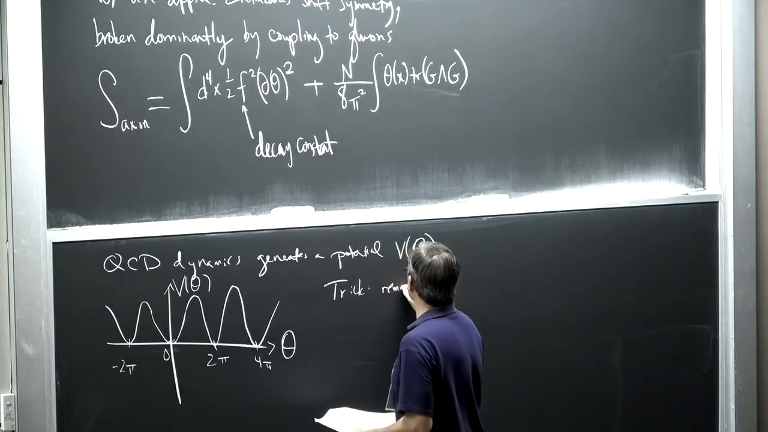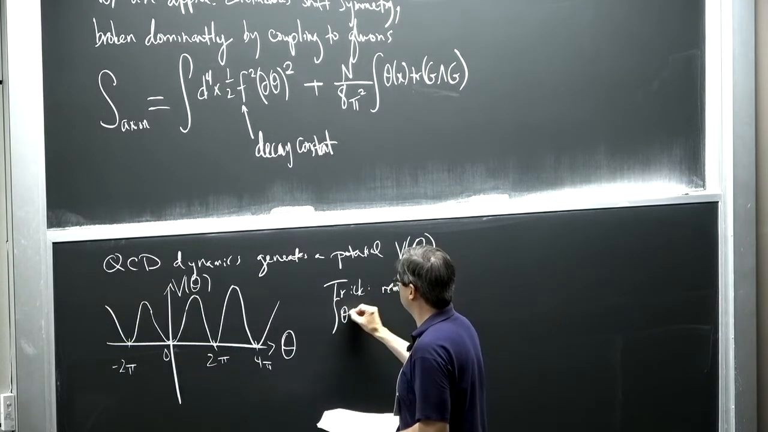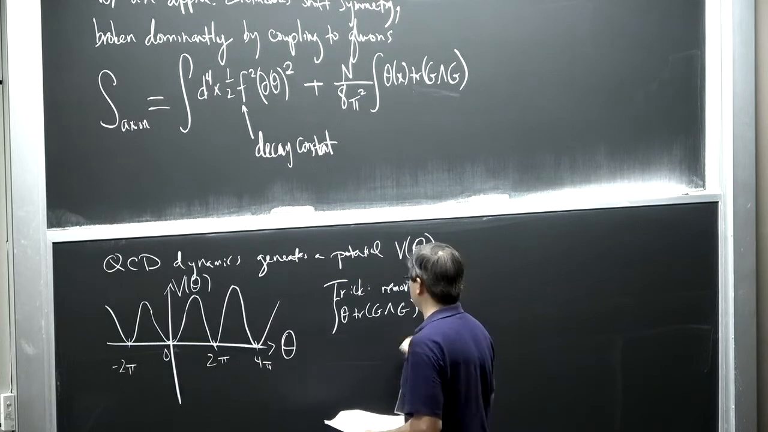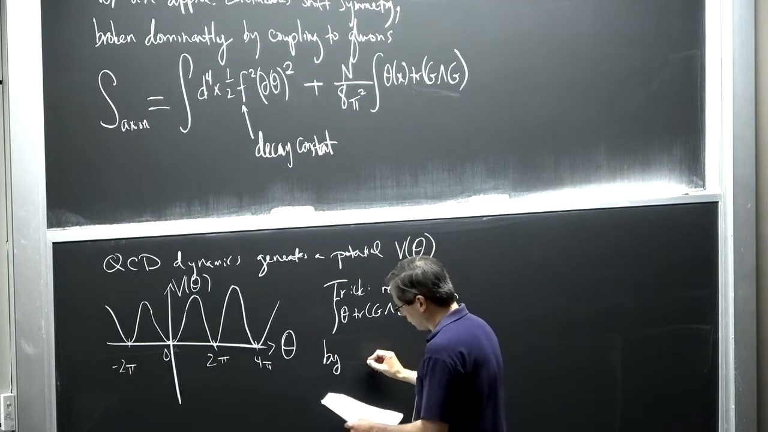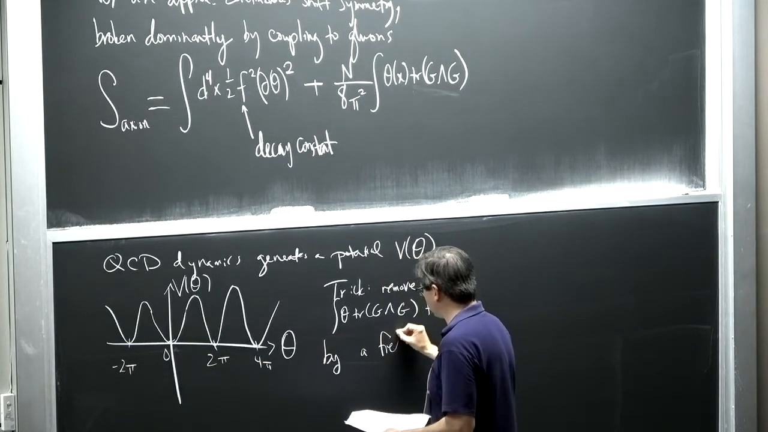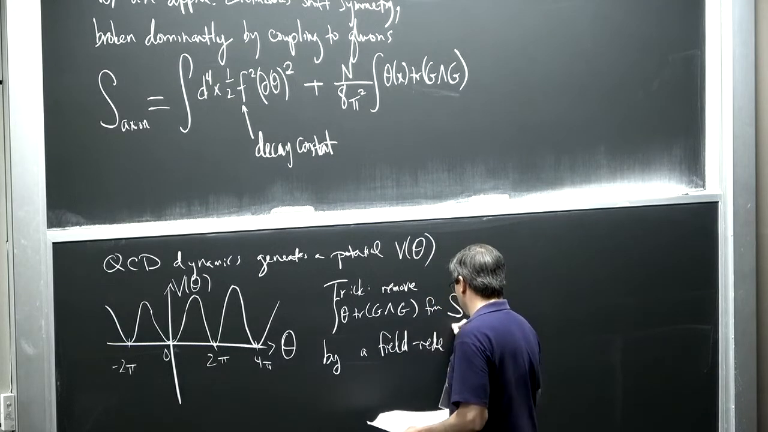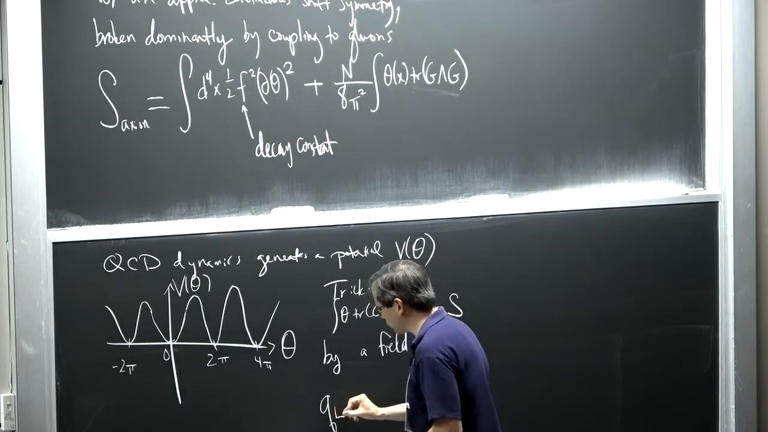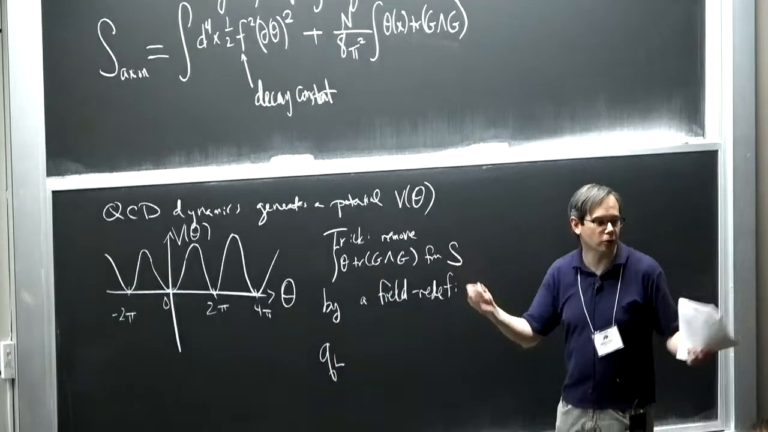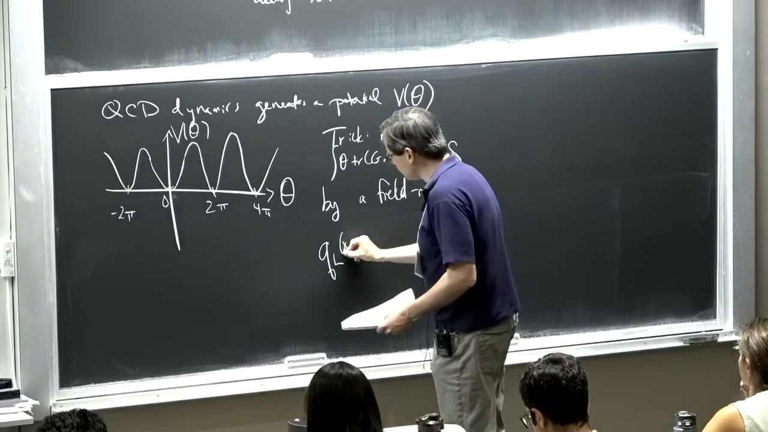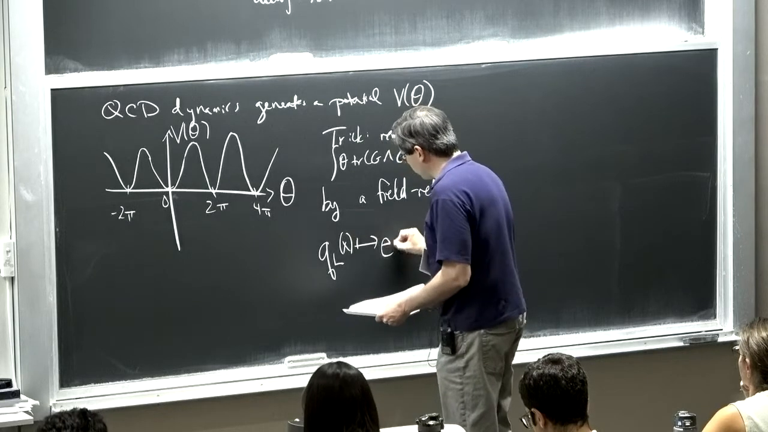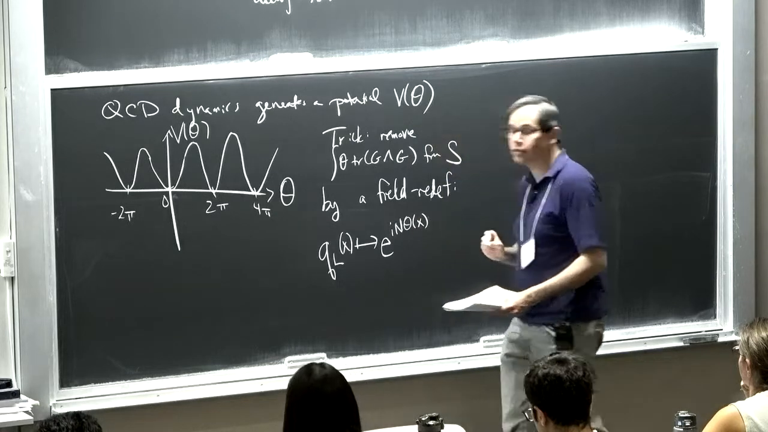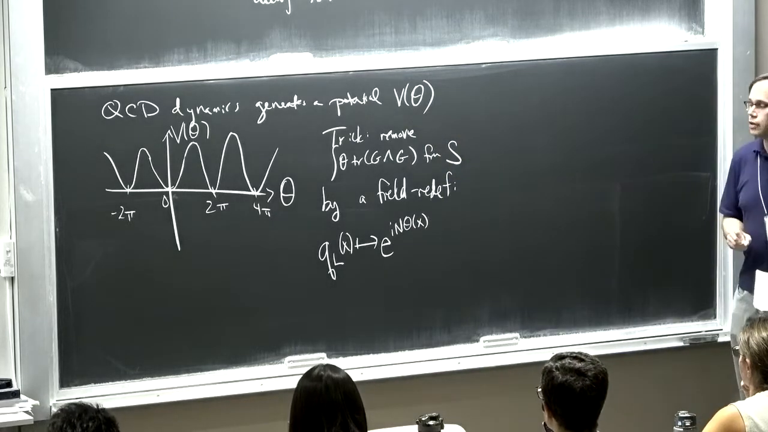I can remove this term from my action by doing a field redefinition. This is a field-dependent field redefinition. I'm going to take one of the chiral quarks in my theory, say some left-handed quark, and I'm going to replace it with e to the i n theta times the quark.